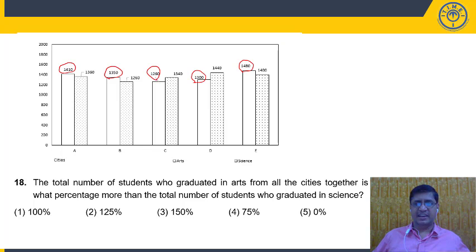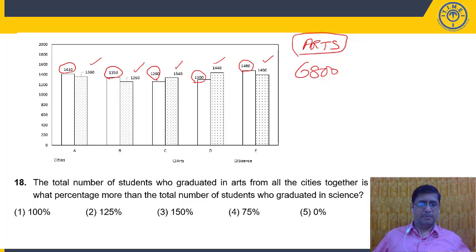So how much is it? 6800. So arts group 6800. And what about the next one? Science group 1300 plus 1200 means 25, 25 plus 13, it is 38, 38 plus this 52, 52 plus this 66.